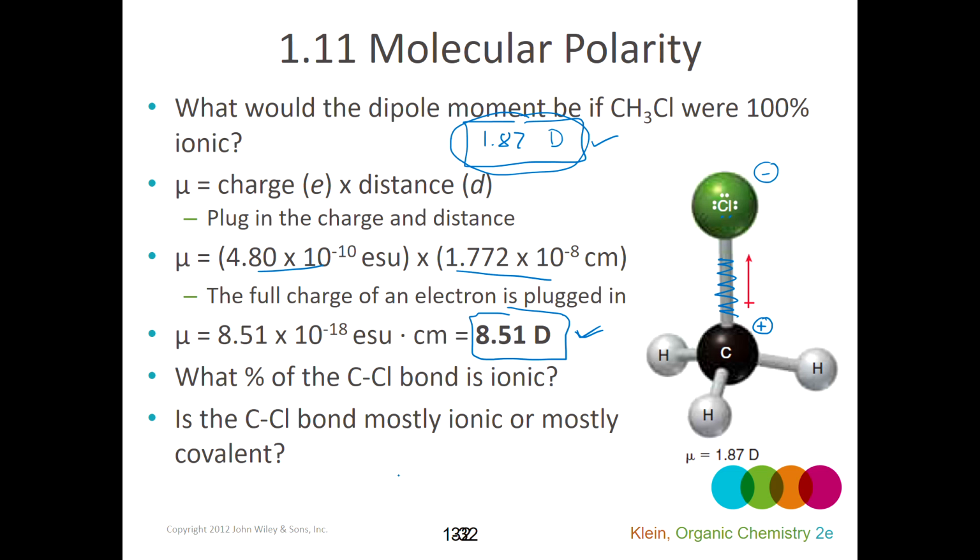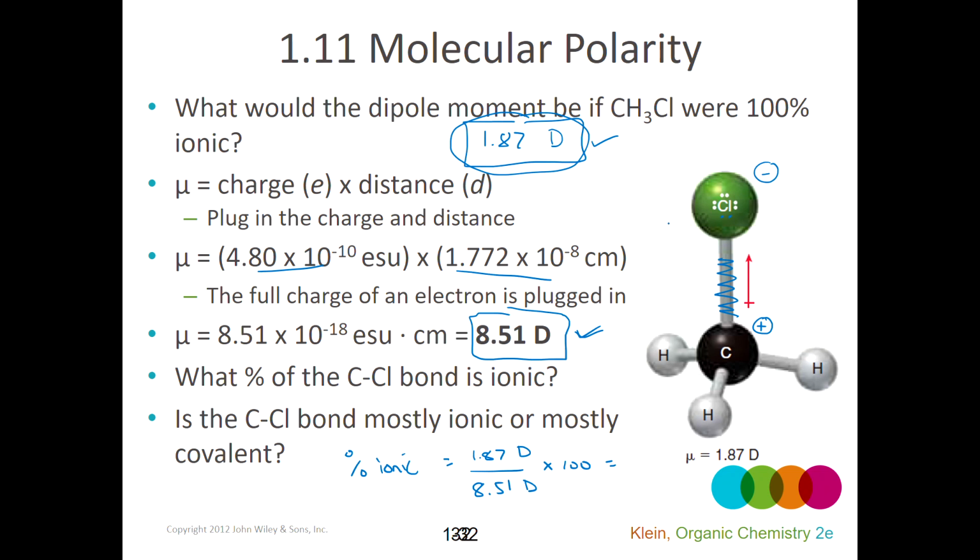So to get a percent, if I ask you to calculate the percent to which a bond is ionic, that's going to be equal to the quantity of the dipole that it actually has divided by what it would be if it were fully ionic, times 100. Like any percent is the part divided by the total possible. If it were fully ionic in this case, multiply it by 100. So 1.87 divided by 8.51 times 100 gives me 21.97, or about 22%.